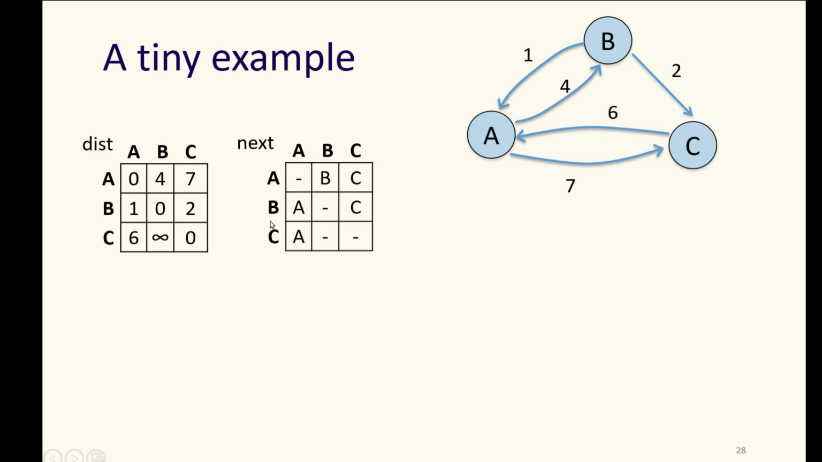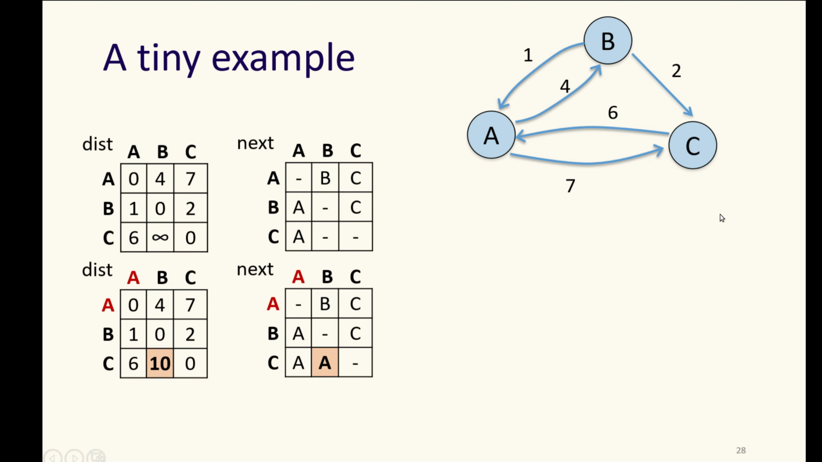And if you're trying to get from C to A, then the next is A because they have a direct connection, and so on. So then we're going to go through each vertex and we're going to ask, what if we updated paths through there with the costs associated with those vertices?